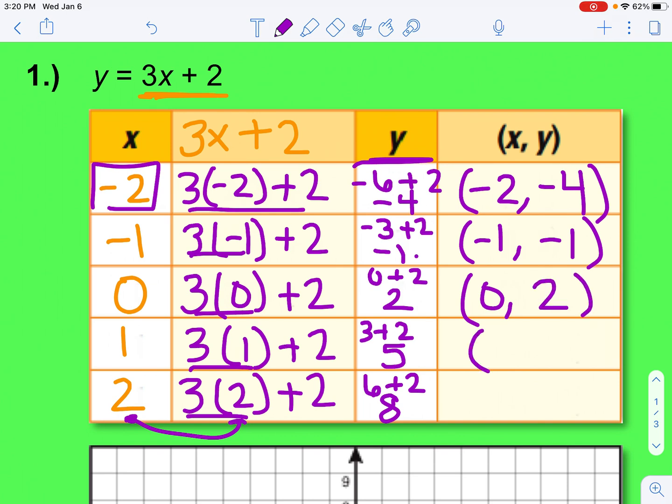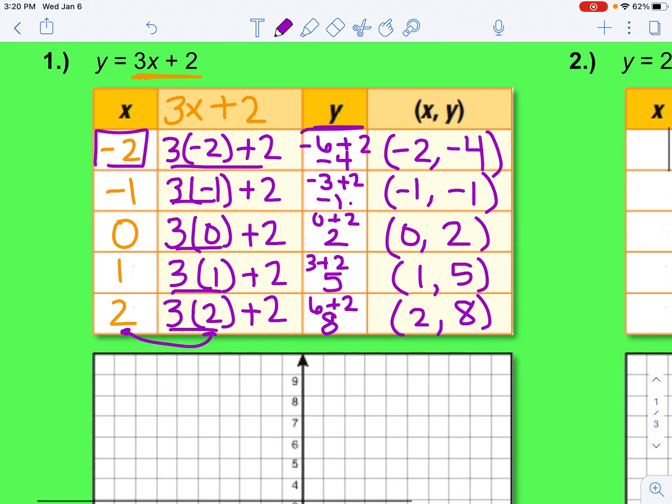The next one, our x value was 1. Our y value was 5. And the last one, our x value was 2. Our y value was 8. Alright, so we have finished filling out our table.